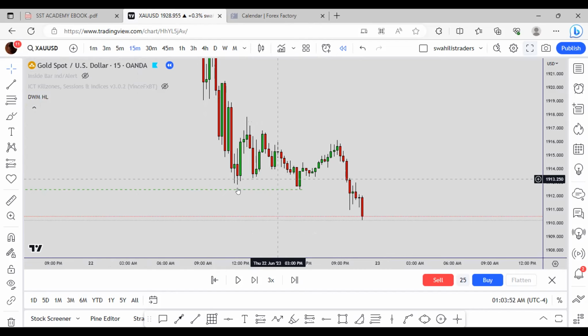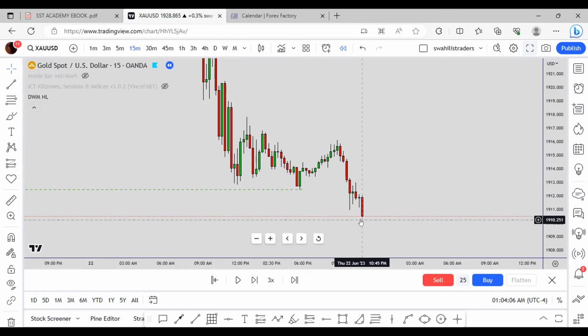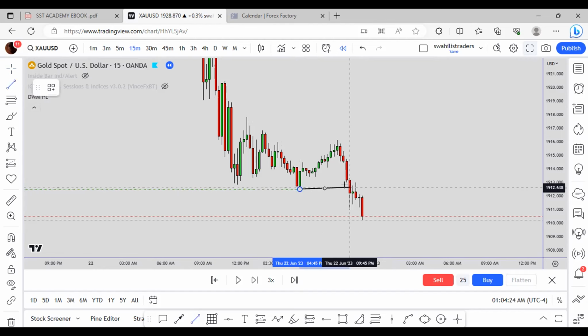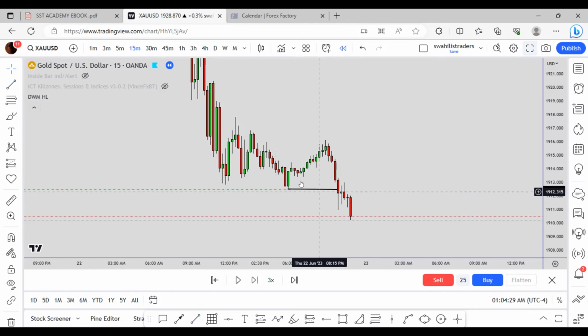This green area here is the previous day low, and you can see this was Thursday, and where we are right now was still Saturday. This is the previous day low, according to how I saw this opportunity. Price went below this level, and you can see price took this previous day low.